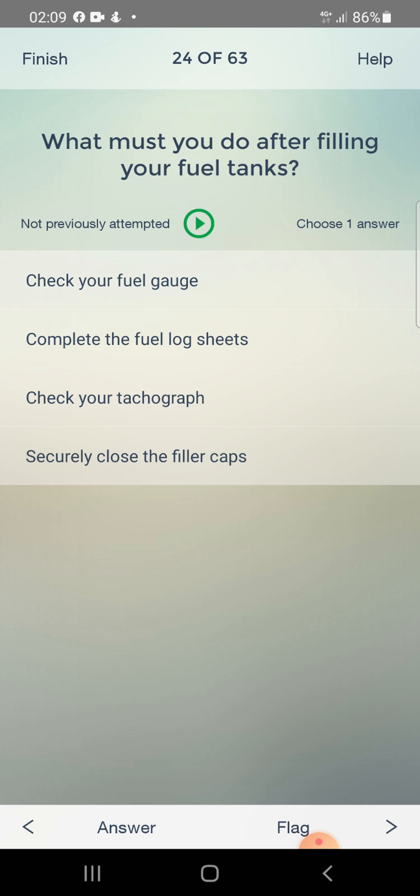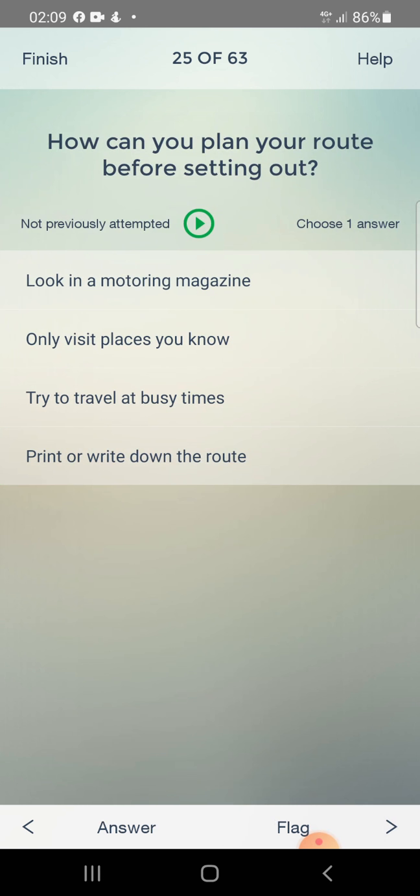What must you do after filling your fuel tanks? Check your fuel gauge, complete the fuel log sheets, check your tachograph, securely close the filler caps. How can you plan your route before setting out? Look in a motoring magazine, only visit places you know, try to travel at busy times, print or write down the route.